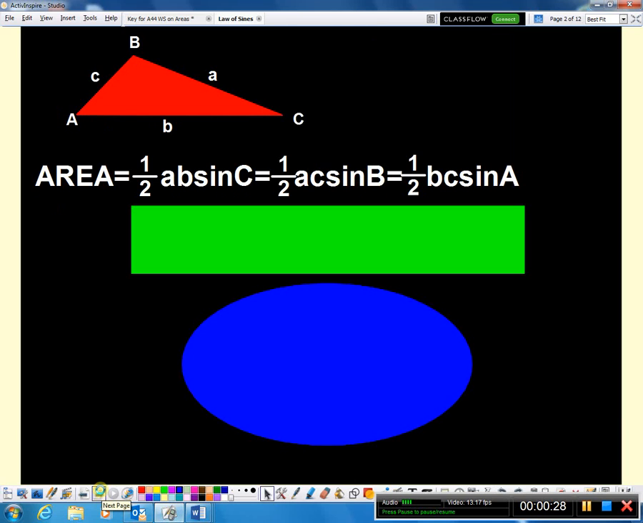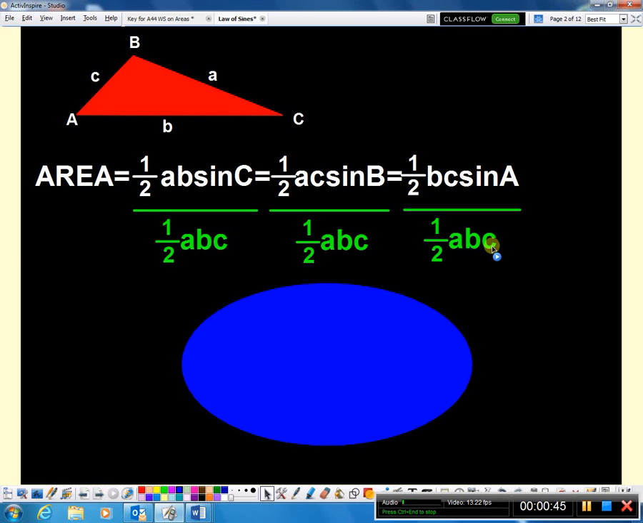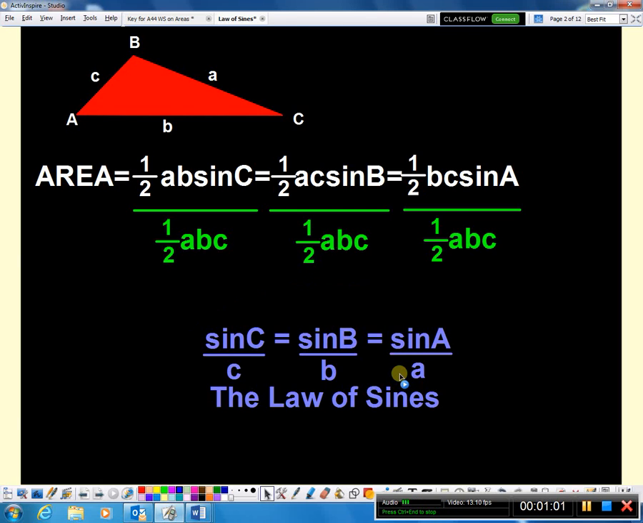So what I'm going to do is use what you learned yesterday with the new area formula. The area for the triangle ABC that I've pictured in red can be expressed as 1/2 ab sine C, or 1/2 ac sine B, or 1/2 bc sine A. You are to divide all three parts of the equation by 1/2 abc. And remember, a, b, and c, since they're sides of a triangle, cannot be 0. If I divide out 1/2 abc from all three parts, look at what you'd have.